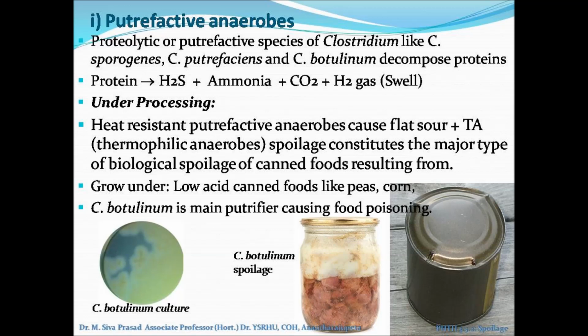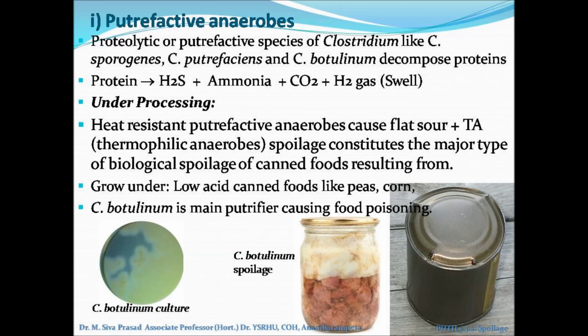So when the cans are not heated up to the desired levels, especially in the case of low acid foods like beans and peas, which are all considered to be foods containing very low acid, such foods, when they are not heated to the required levels of 110 to 121 degrees Celsius, these bacteria can still survive and then cause spoilage.